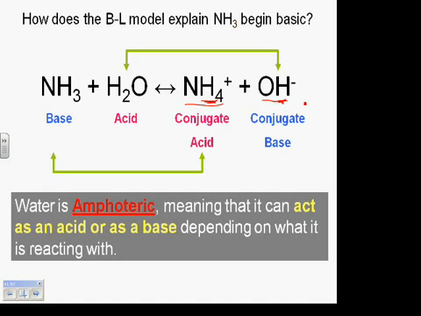So we had water act like an acid here. In the previous slide, we had water act like a base. Water is a compound that we call amphoteric, which means that it can do either. It could be an acid or a base, and it really depends on what you have it with in a solution as to whether it will act like an acid or a base.